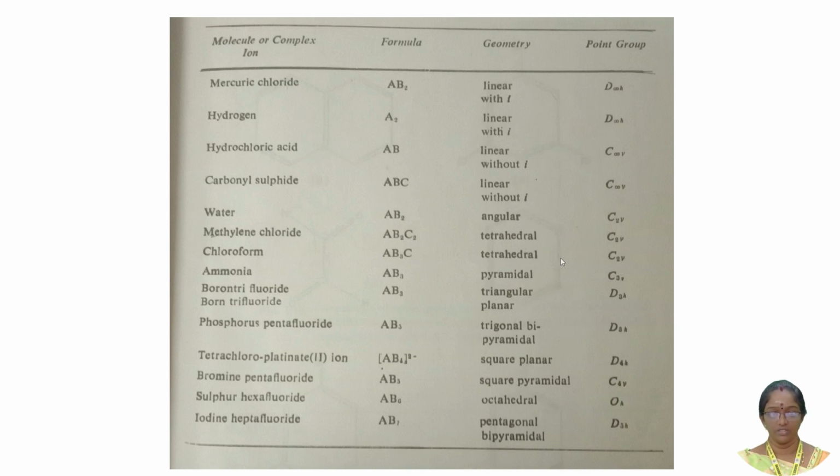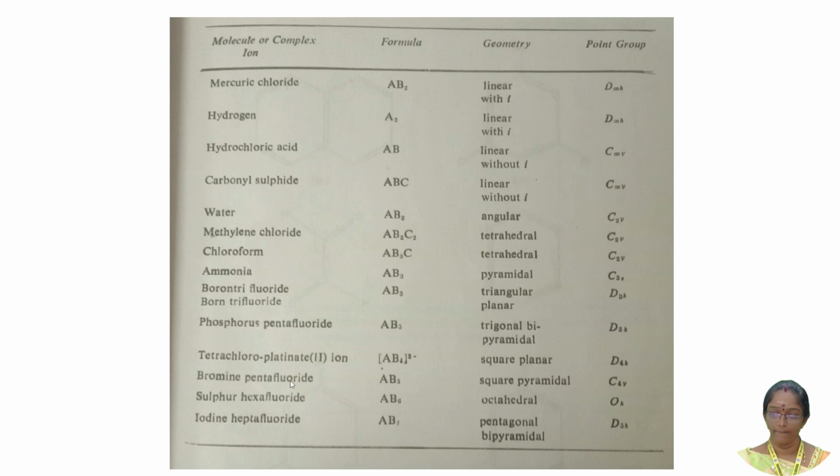Boron trifluoride, AB3, BF3 molecule, triangular planar structure, which belongs to the D3h point group. Phosphorus pentafluoride, that is AB5 type, trigonal bipyramidal structure with the D3h point group. Tetrachloroplatinate 2- ion, which belongs to the AB4 2- formula with the square planar geometry. The point group is D4h.